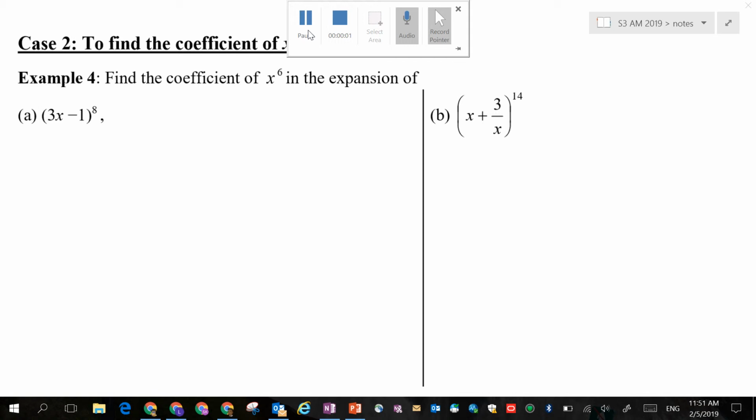Haven't seen paper yet. But I'm telling you, this kind of question sometimes, because just now they say what? I want to find the ninth term. So R is what? 8. I want to find the sixth term. R is what? 5. But this one, I want to find the coefficient of x^6. What is R? Don't know. Do I know? Oh, I know.